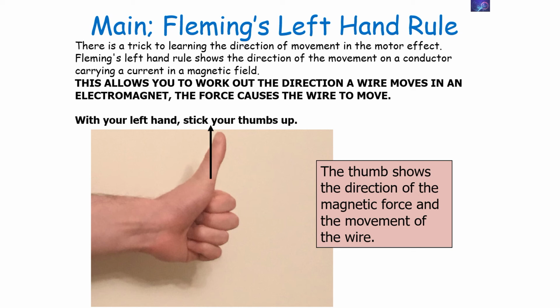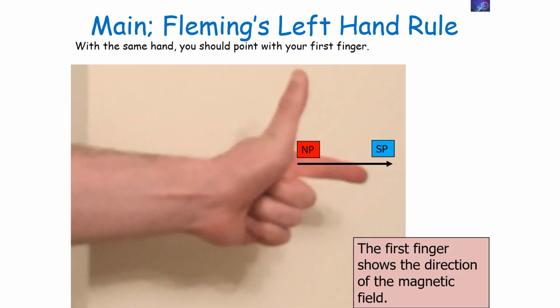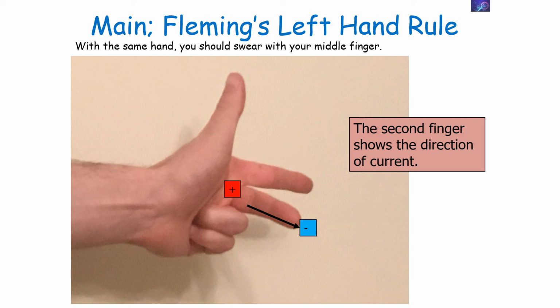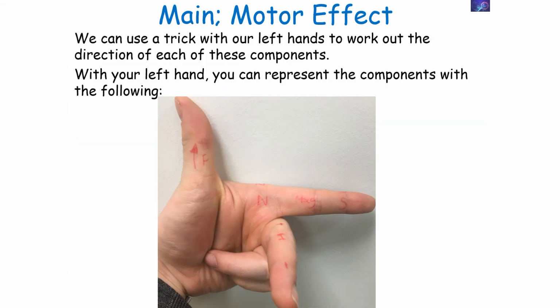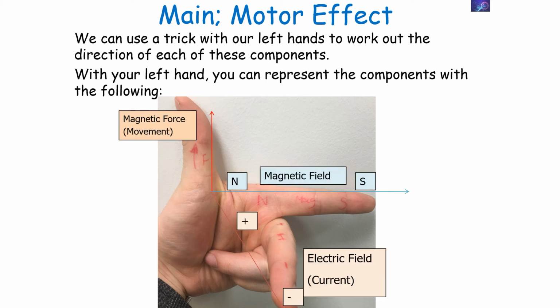To work this out, with your left hand you stick your thumb up. The thumb shows the direction of the magnetic force and therefore the direction of movement of the wire. Your first finger you should point outwards. Your first finger shows the direction of the magnetic field, and with the same left hand, you then point your middle finger. The second finger shows the direction of the current. We can use this trick to work out either the direction of the magnetic force, the direction of the magnetic field, or the direction of the current flow with your left hand as shown.